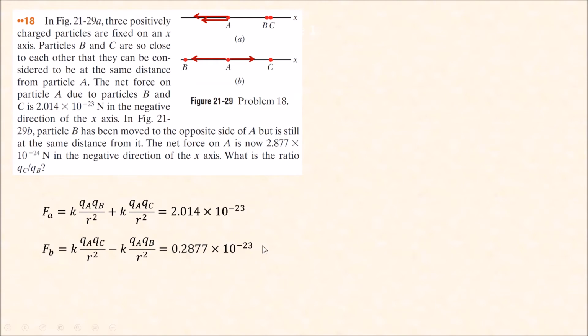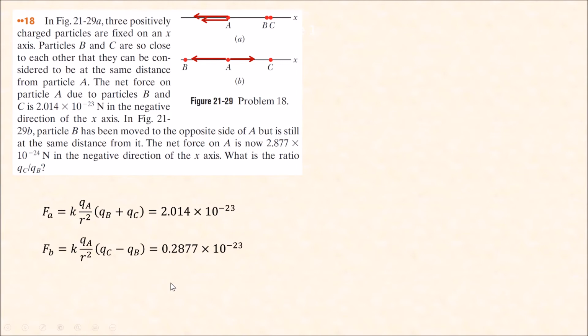So you see that I wrote it as a power of 10 to the negative 23, so that we have the same power here. And now, because R is not given and QA is not given, we can factor these values. So it becomes k QA over R squared, which is a common factor, times QB plus QC. And here it becomes k QA over R squared times QC minus QB. So now if we divide these two equations, all these unknown numbers will cancel out, and 10 to the negative 23 also cancels out.